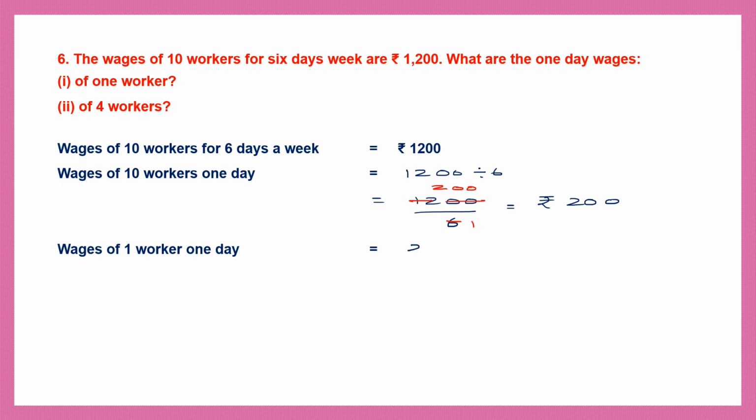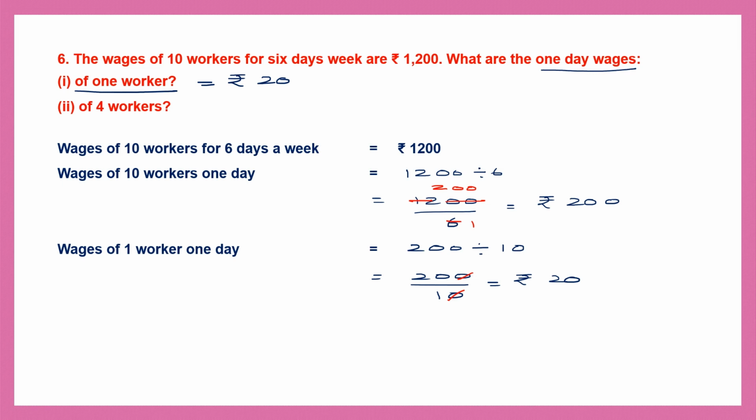So that means 200 divided by 10. Let's write this as a fraction, 200 divided by 10, and let's cancel. We can cancel here and here. That means the wages of one worker per day is 20 rupees. So here they're asking us the one day wages. The one day wages of one worker is 20 rupees.